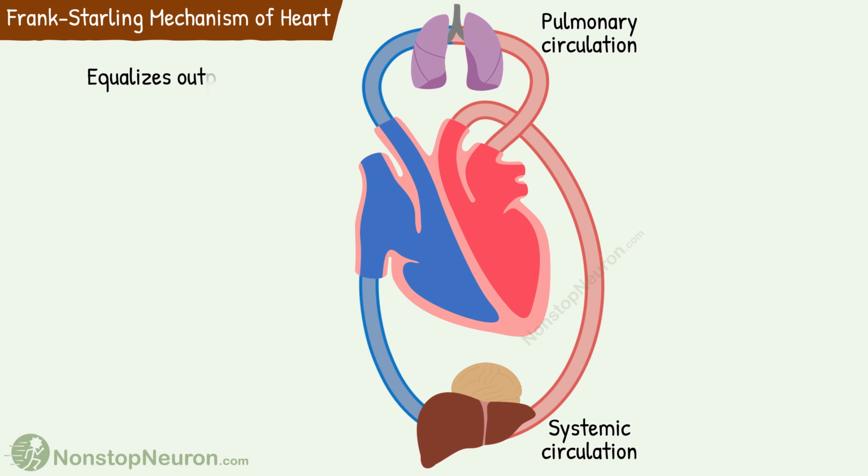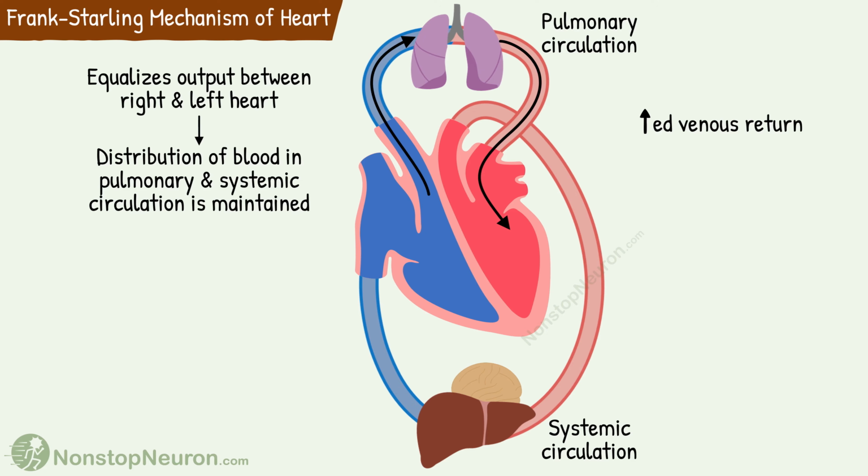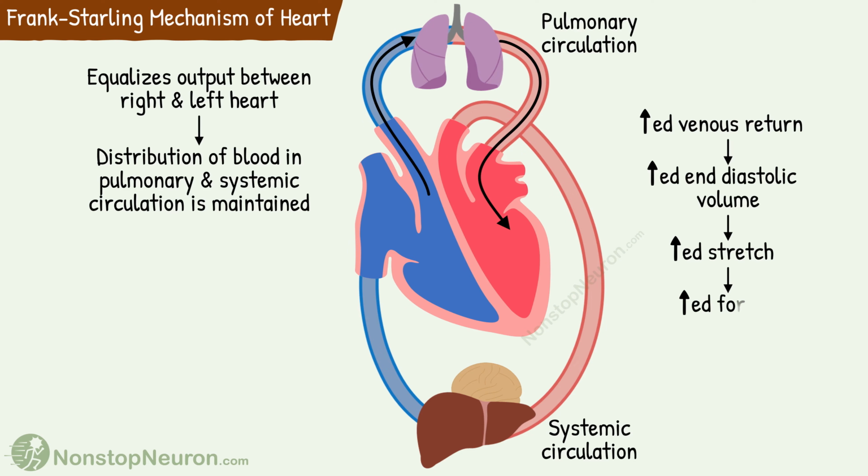One is that it equalizes output between the right and left sides of the heart so that the distribution of blood in pulmonary and systemic circulation is maintained. For example, if right heart pumps a large volume of blood, more blood enters the pulmonary circulation. So the venous return to the left heart also increases. This results in an increased end-diastolic volume in the left ventricle. So the ventricular musculature is stretched more. Now due to the mechanism that we just discussed, this results in increased force of contraction. So the extra amount is ejected by the left heart also.